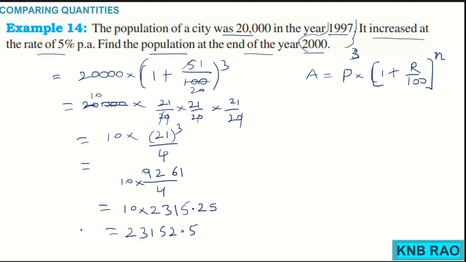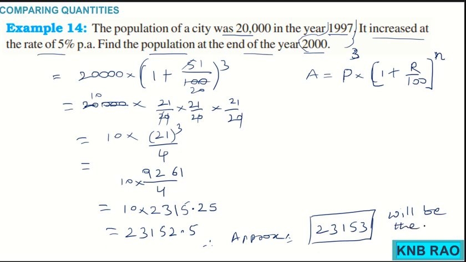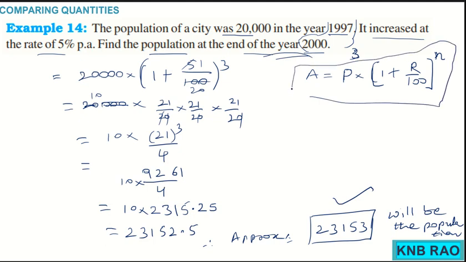and it is 23,152.5. That means population cannot be in points, therefore approximately 23,153 will be the population in the year 2000. So this is how we use the formula of compound interest.